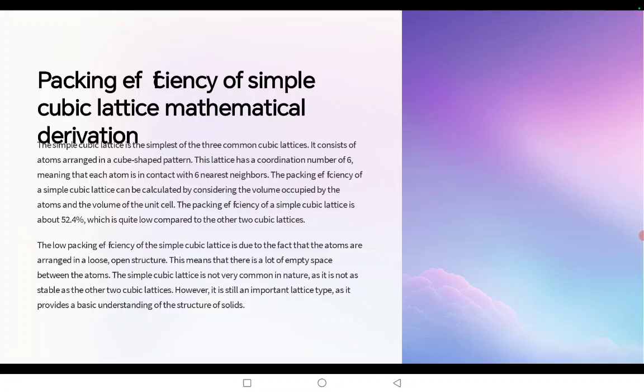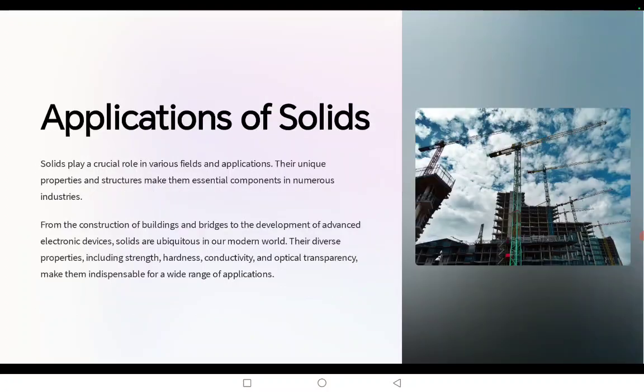The simple cubic lattice is the simplest of the three common cubic lattices. It consists of atoms arranged in a cubic shape. It has low packing, with a packing efficiency of only 52.4%. The low packing efficiency of a simple cubic lattice is due to the fact that the atoms are arranged in a loose, open structure. This means that there is a lot of empty space between the atoms. The simple cubic lattice is not very common in nature. However, it is still an important lattice type as it provides a basic understanding of the structure of solids.